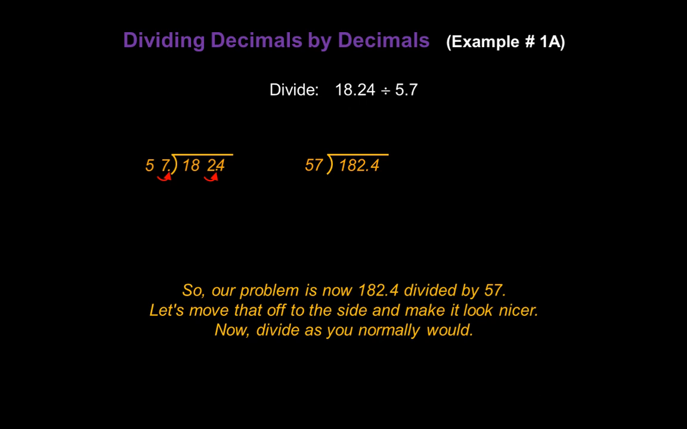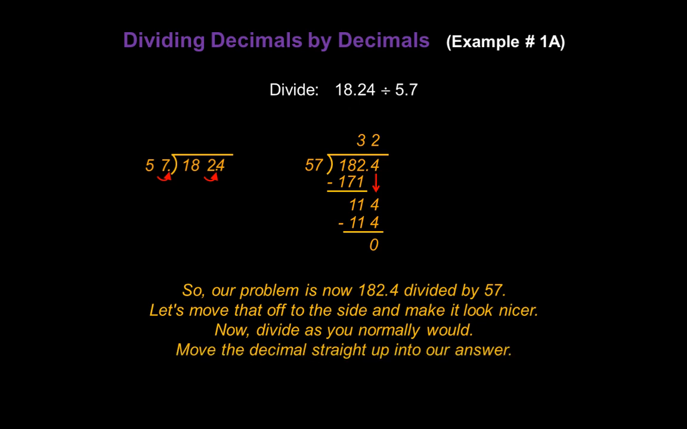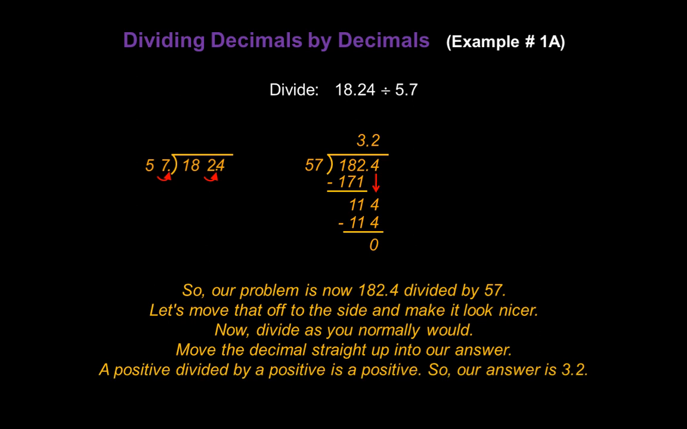Now let's go ahead and divide as you normally would. 57 doesn't go into 1, it doesn't go into 18, but it does go into 182. How many times? 3 times. 57 times 3 is 171, and we have a remainder of 11. So let's keep dividing by bringing the 4 down. 11 now becomes 114. How many times does 57 go into 114? 2 times. In fact, 57 times 2 is exactly 114. We have a remainder of 0, and we're done dividing. So now let's move the decimal inside the box straight up into your answer, and finally decide what sign goes on the answer. A positive divided by a positive is a positive, so our answer is 3.2.